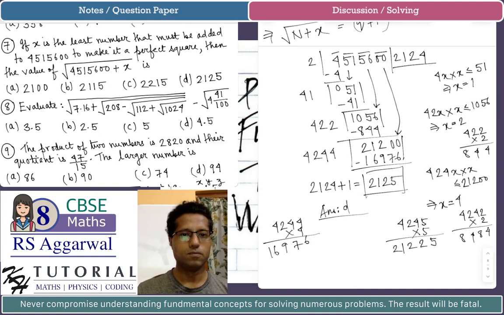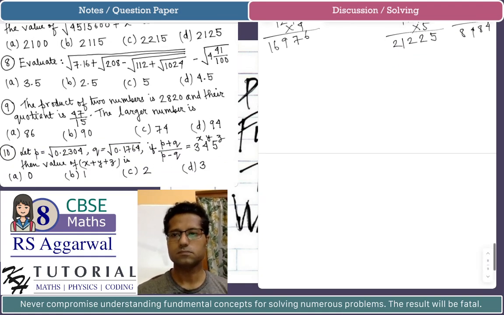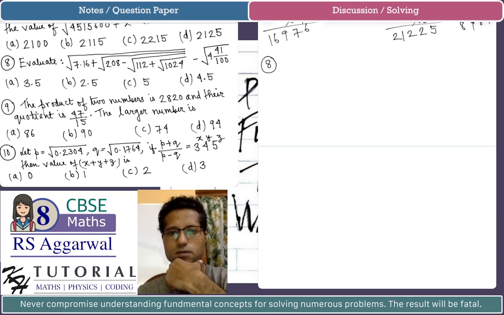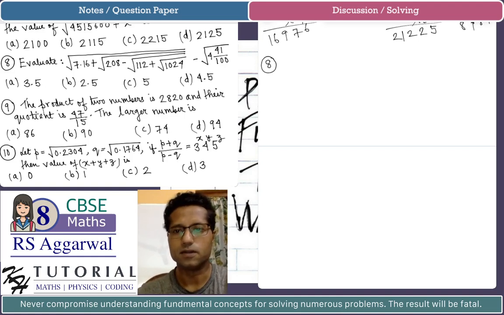Okay, let's do problem number 8. We have to evaluate, and we are given a very long expression involving nested square roots, that is square root inside square root, and we are also having a mixed fraction. Instead of writing the entire expression again and again, let's solve part by part. Let's try to figure out what this is.